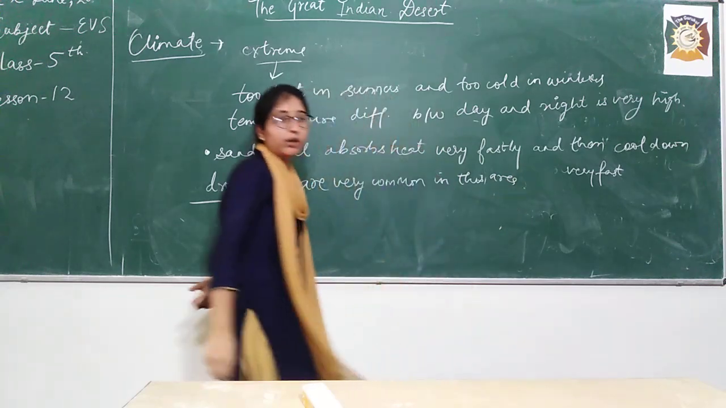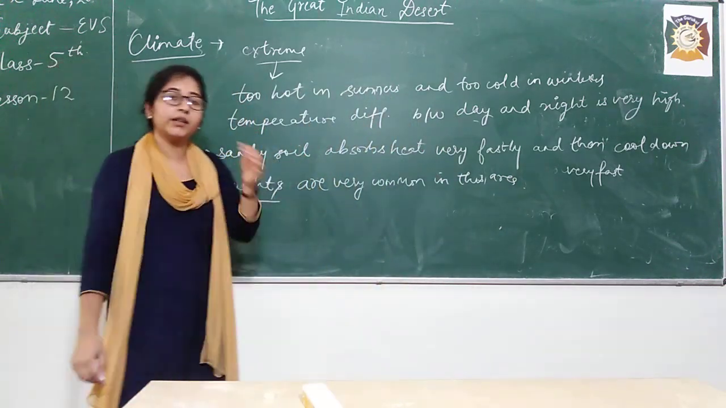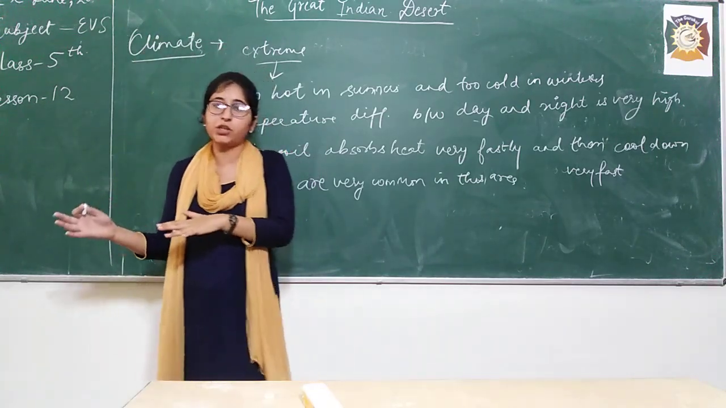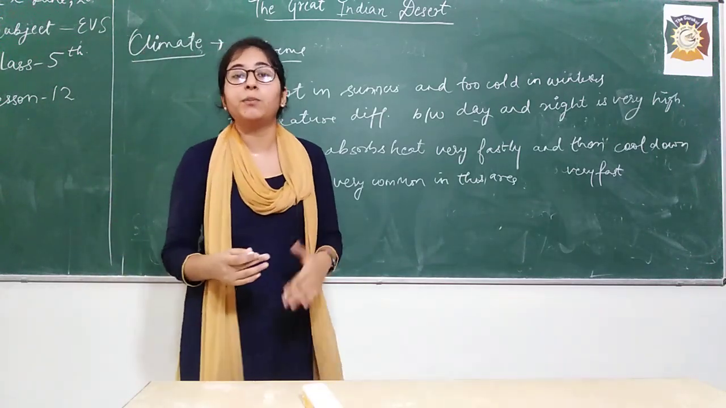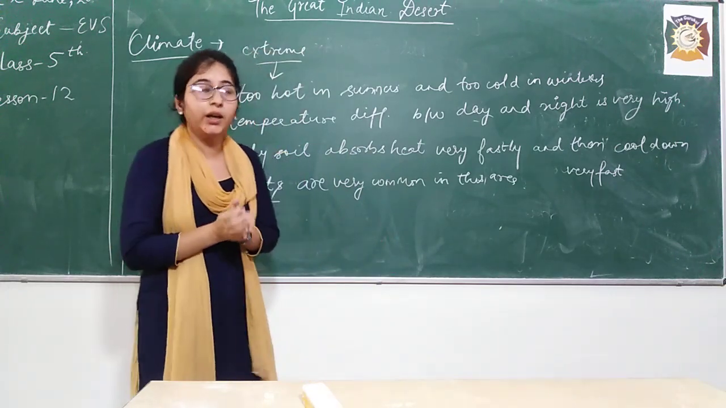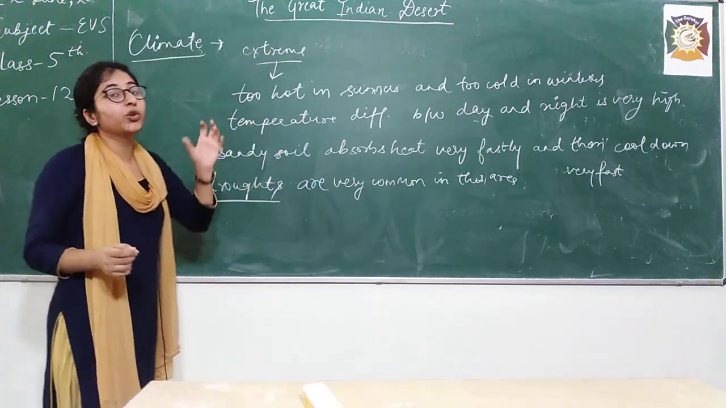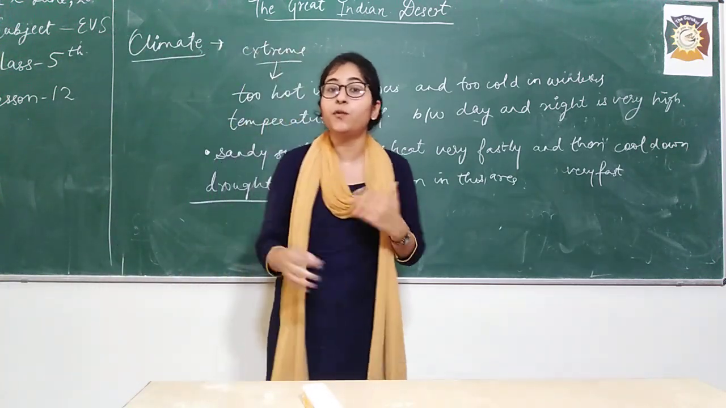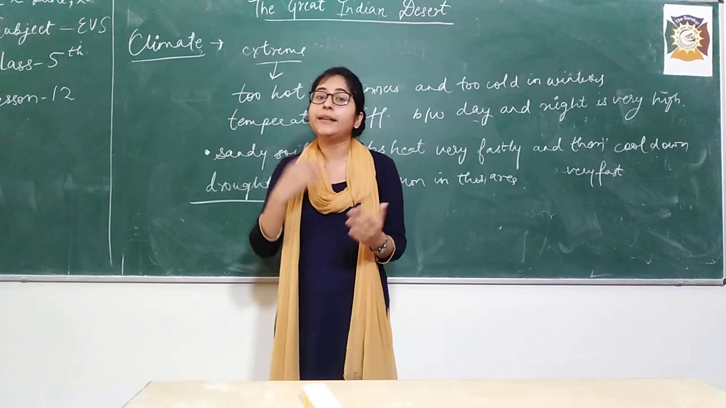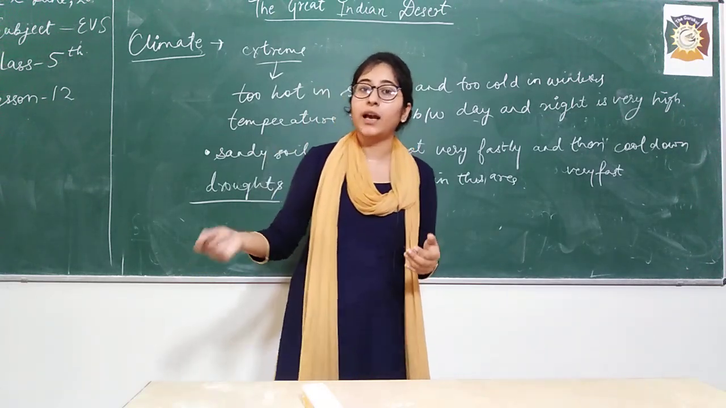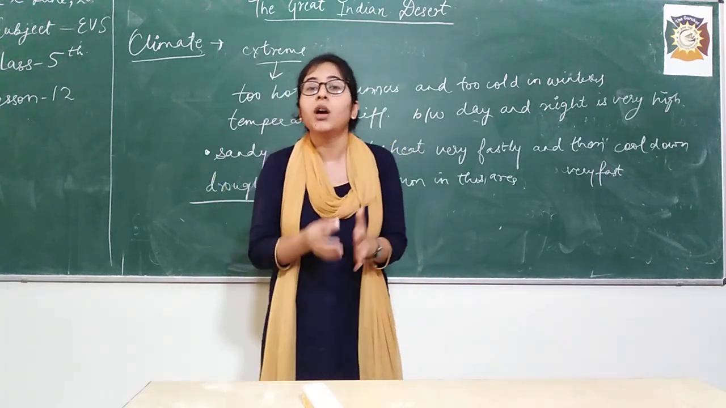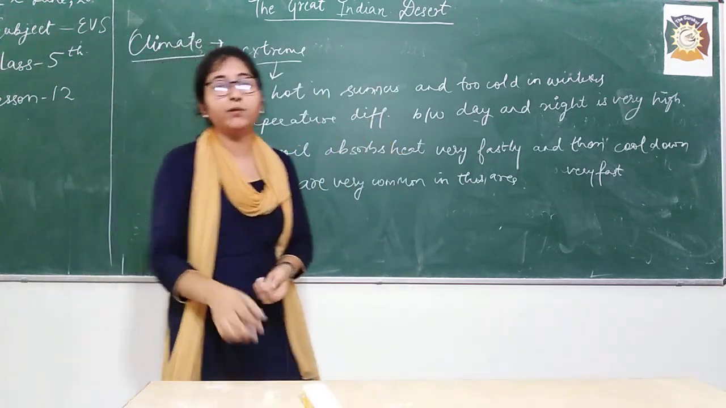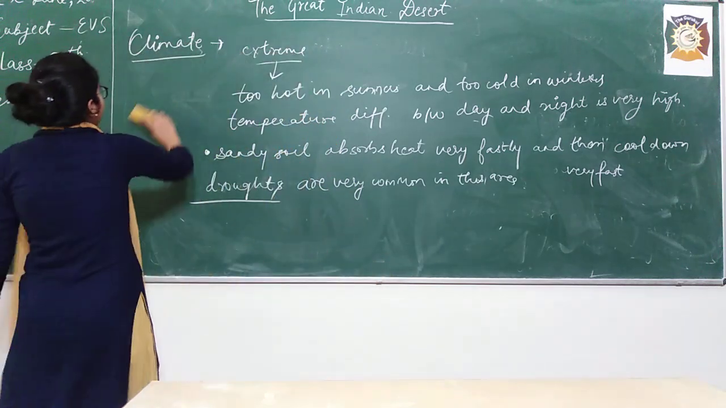I hope you got it, because it was very easy. The climate there is extreme. There is a lot of difference between the day temperature and the night temperature. Also the difference between the temperature of summer and winter is very high, right? After that there is a unique feature of that soil, that it absorbs heat very fast, so it becomes hot, and then it cools down as fast as it absorbs heat, so it becomes very cool. Okay, so after that there is less rainfall, so droughts are very common in this area.